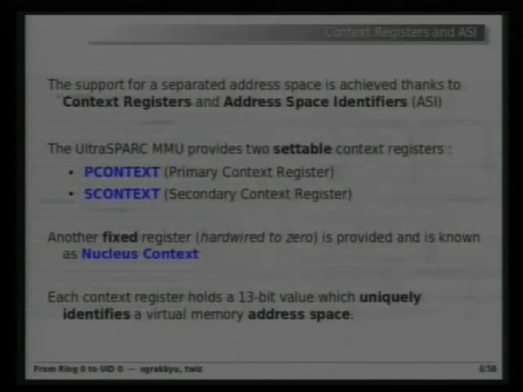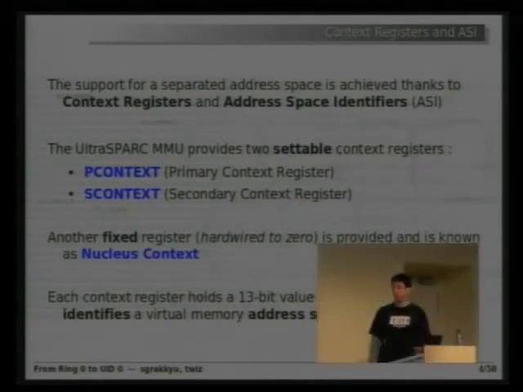When you have to exploit something, you have to know your enemy. So we have to figure out how the Solaris SPARC architecture lets you implement the separation between user land and kernel land. This is achieved thanks to context registers. The MMU provides 2 context registers which are settable. One is known as the primary context register, and the other one is the secondary context register. There is also one more context register, which is hardwired to 0, and is known as the nucleus context. Trap handling and kernel code runs at the nucleus context.